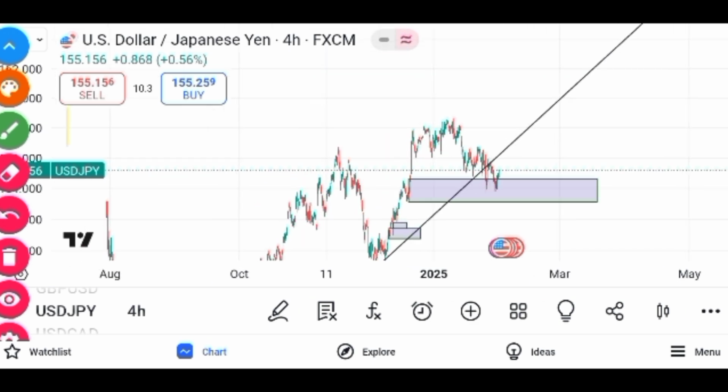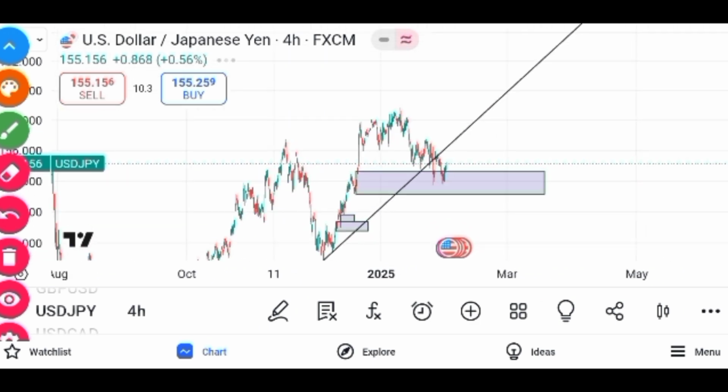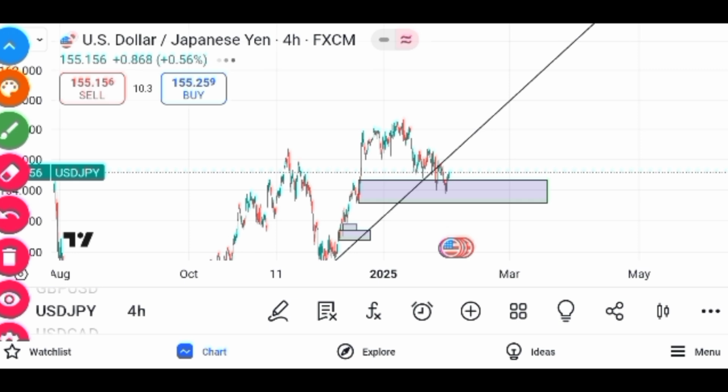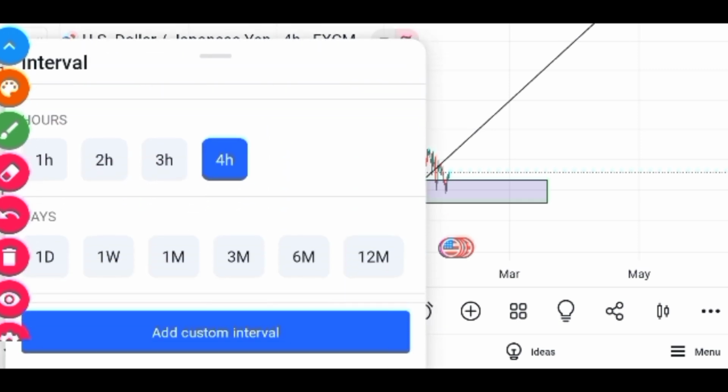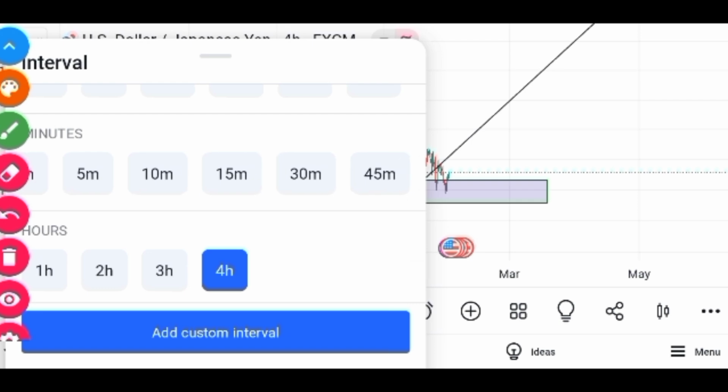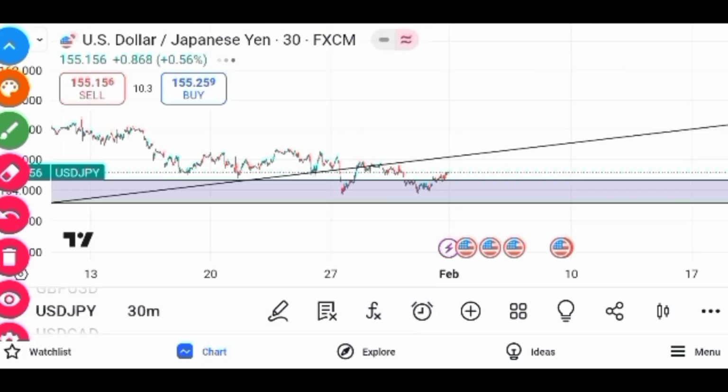So the funny thing is, I just opened this market. I did not even look at it. I don't even know it was USDJPY and stuff. I don't really look at it. So let's go to the 30 minutes time frame to see. So what is happening in the 30 minutes time frame?